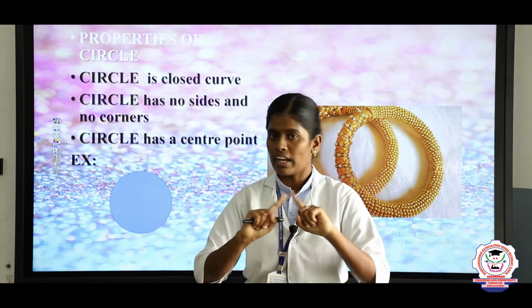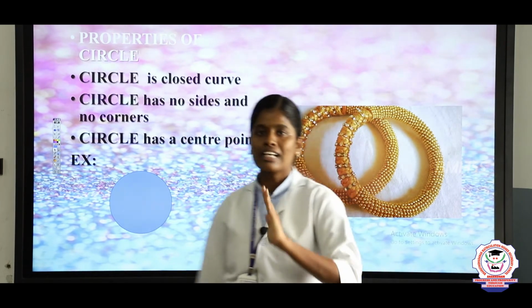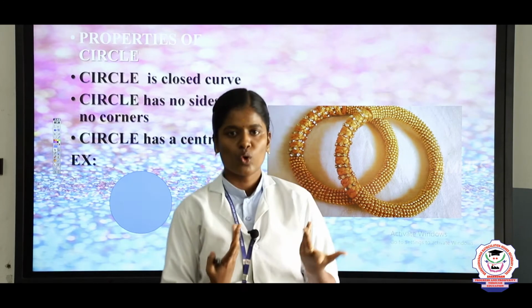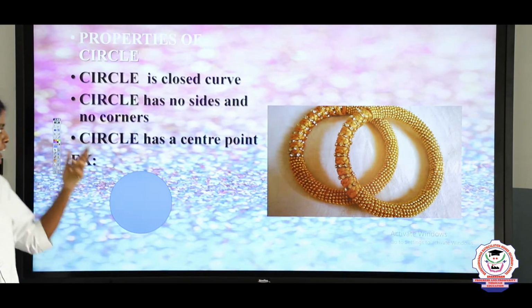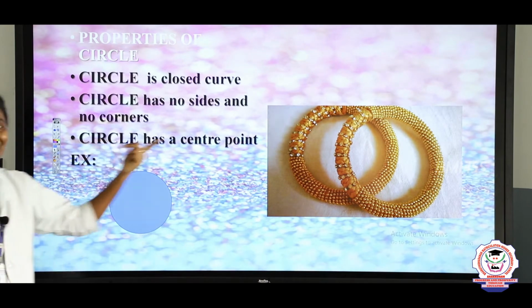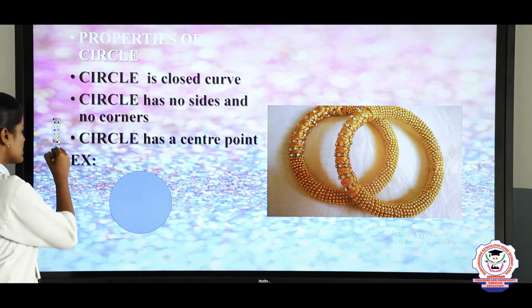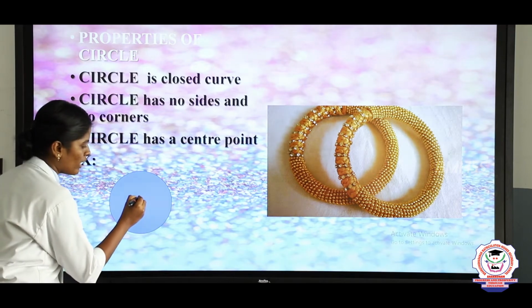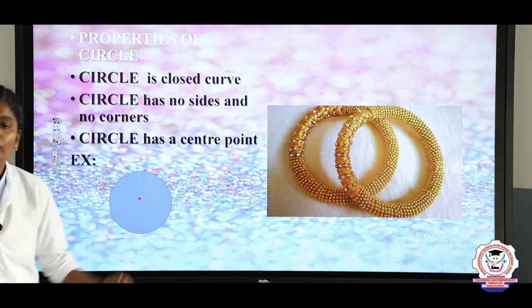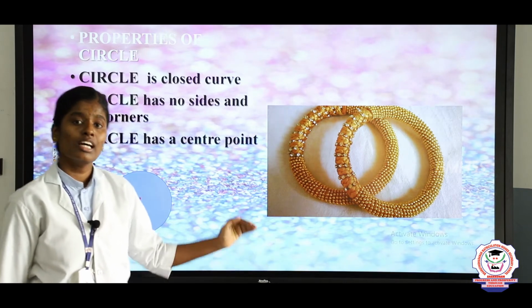So round. Okay. The next one is circle has no sides and no corners. The final one, circle has a center point. If we keep the center point only, we can draw the circle.